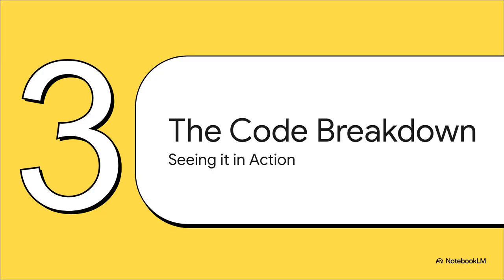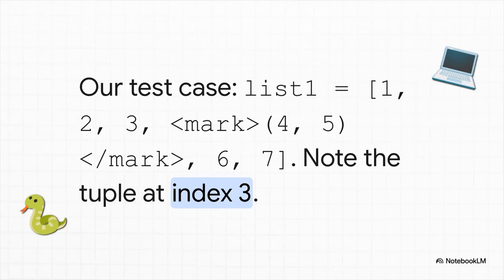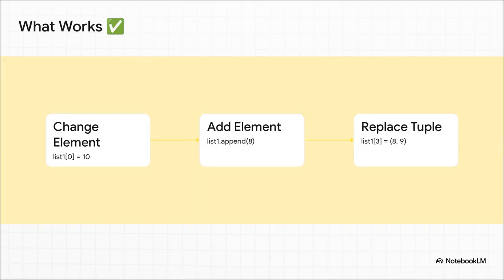All right, those analogies give us a really good gut feeling for how this works. Now let's bridge that intuition over to the real world and see how this actually plays out in Python code. So here's our test case. We've got a list called list1. It's got some integers in it, and then right there at index 3, we have our tuple with the numbers 4 and 5 inside. Okay, first, let's look at all the things that totally work. We can change the first element, the number 1, to a 10, no problem. We can append a new number, 8, to the very end of the list. Super easy. And check this out. We can completely replace the old tuple at index 3 with a brand new tuple, 8, 9. All of these operations succeed.